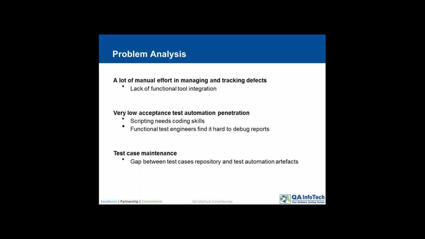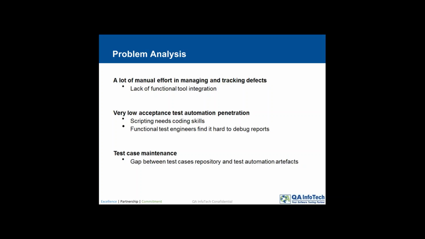Another problem is a very low degree of acceptance test automation. Since a lot of coding skills are required in scripting the test cases, the functional team is not able to connect well with the automated tests. Not only that, even when the automated script execution reports are shared with the functional engineers, it is tough for them to debug the report and find out the root causes behind any test failure. And this is quite understandable.